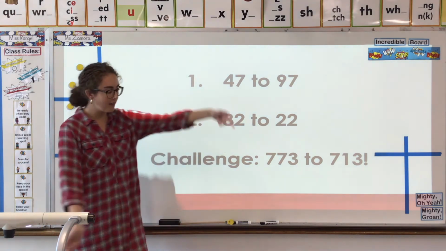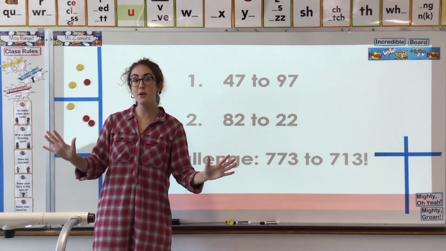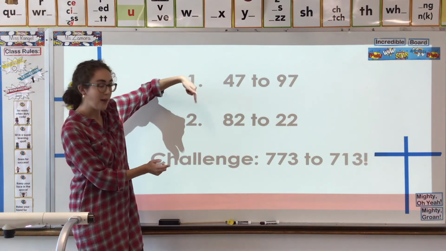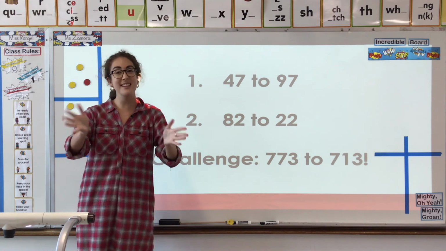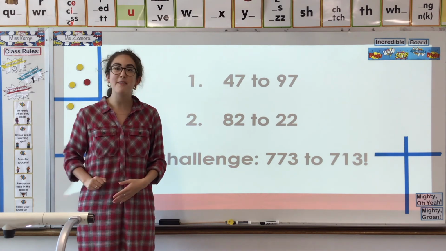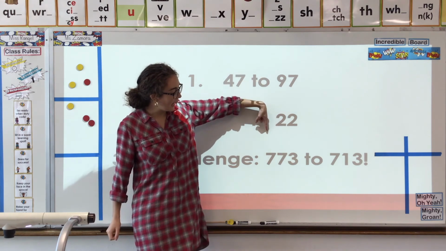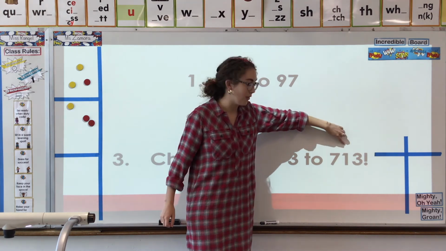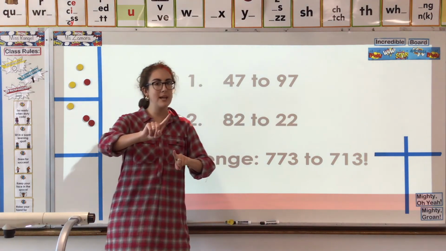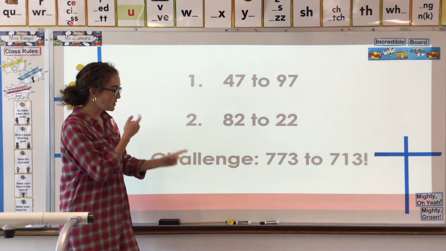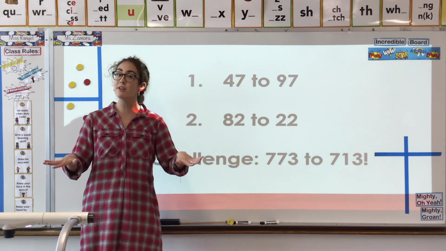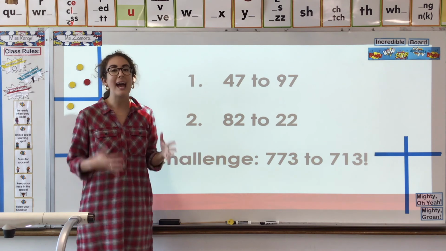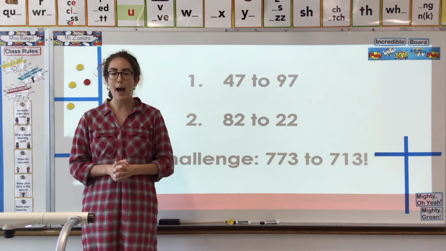And Super Scholars, I have a challenge problem for you today. If you are ready to take your video to the next level, this is optional and you have the choice if you want to add a bonus problem and skip count by tens from 773 to 713. That's going to be up to you to determine how to do that if you take on the challenge problem. But what everybody's going to do no matter what is to skip count these two sets of numbers and after each one explain what was happening with the tens place.